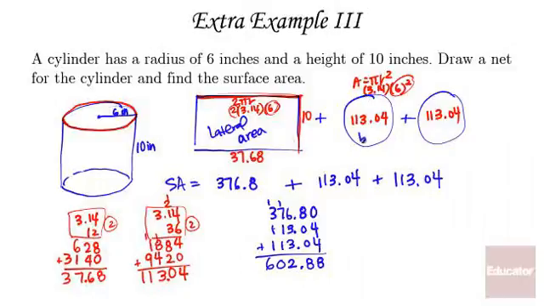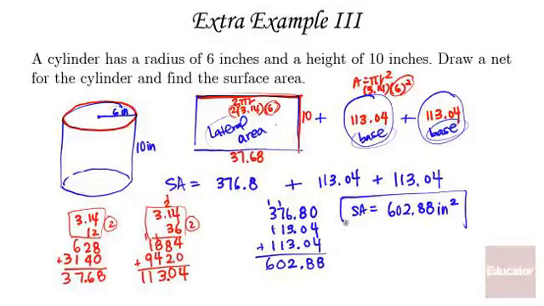So my surface area, when I add the lateral area, here's my base and my other base. When you add lateral area plus the base, we're going to get our surface area, which is 602.88. And our units is inches. Area is always squared. Okay. So that is the surface area of this cylinder.